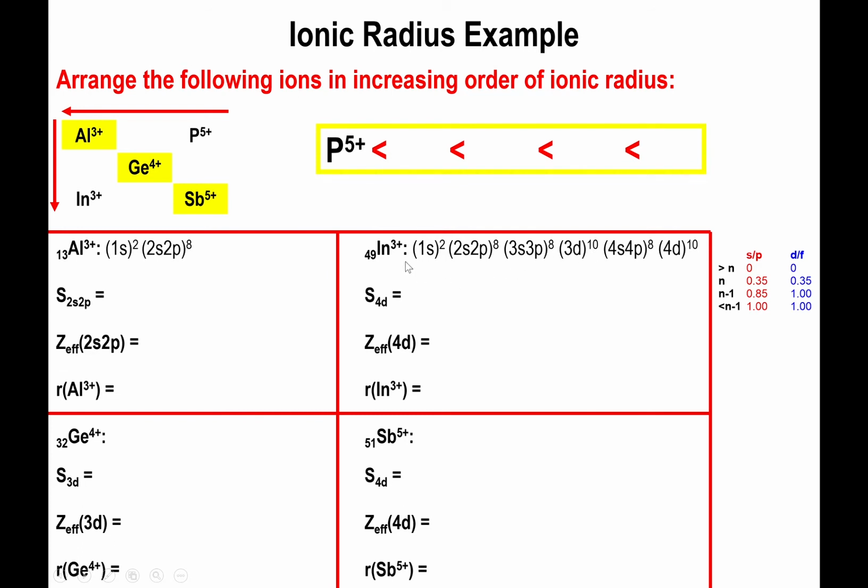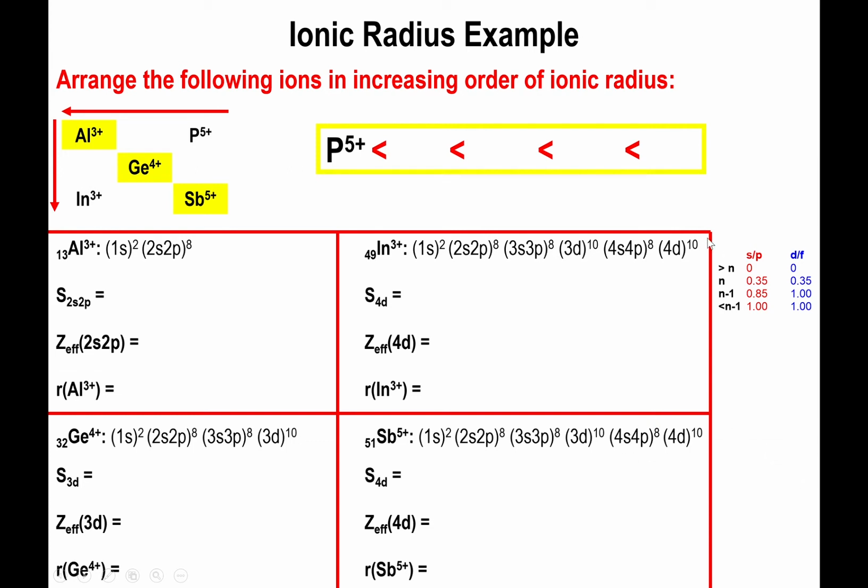Now, this basically means that for indium 3+, we will go all the way to 4s, 4p8, and then 4d10. And those are 2 separate groups altogether. For germanium 4+, you'll have the 1s2, 2s2p8 group, 3s3p8, and 3d10. And for antimony 5+, you have the 1s2, 2s2p8, 3s3p8, 3d10, 4s4p8, and 4d10.